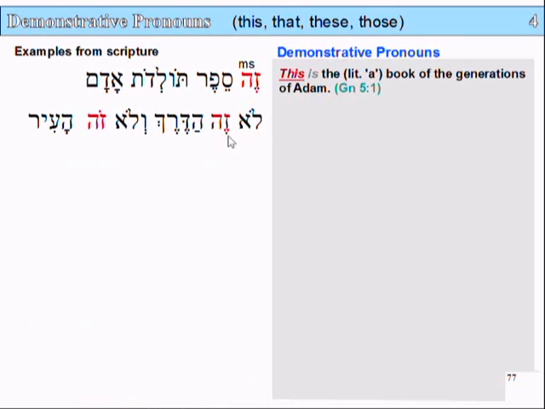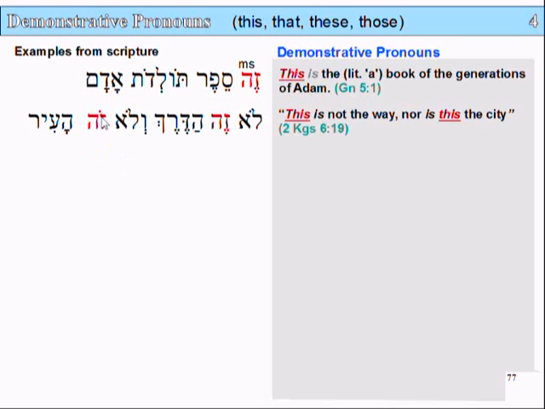Lo zeh haderekh, velo zot ha'ir. Lo means not. Derekh means way, and haderekh means the way. Lo zeh haderekh means not this the way, or this is not the way. Velo zot ha'ir: and not this is the city. This is not the way, nor is this the city.